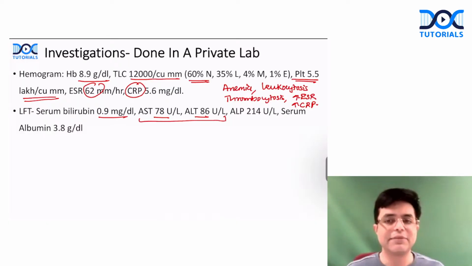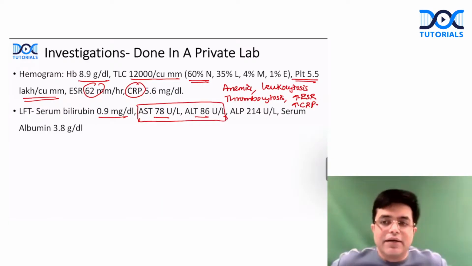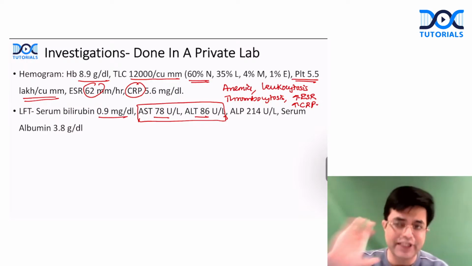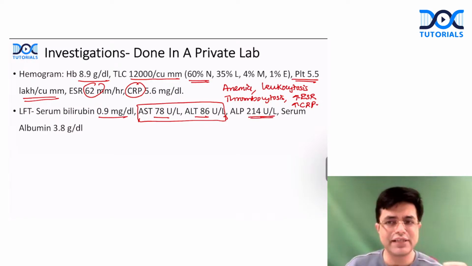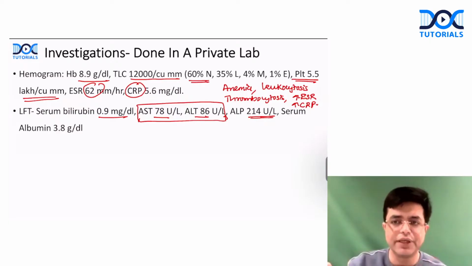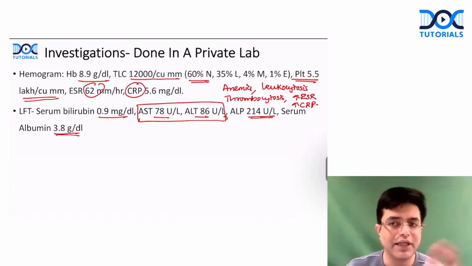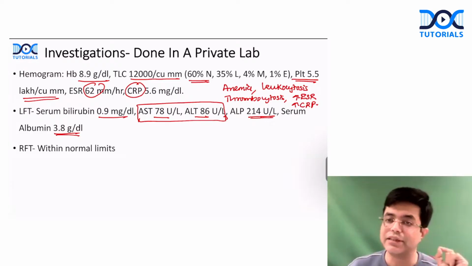Nelson says mild transaminitis can occur in Kawasaki disease, and mild transaminitis will not be seen in rickettsial infections like scrub typhus and Rocky Mountain spotted fever. You will have significant transaminitis over there. Alkaline phosphatase is slightly on the higher side, but for a 4-year-old child in the growing age, alkaline phosphatase will always be in the high normal range. Serum albumin, there is no hypoalbuminemia and nothing else is mentioned. And RFT was within normal limits in the patient.